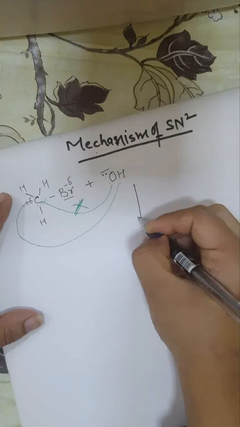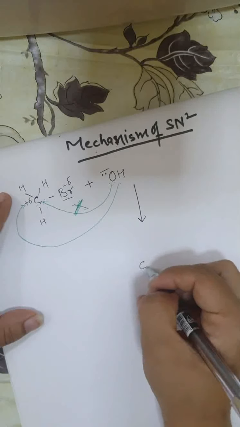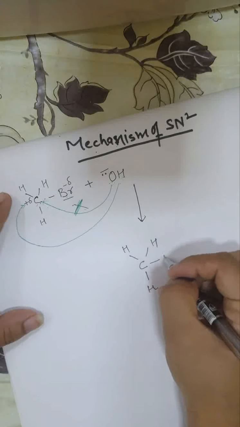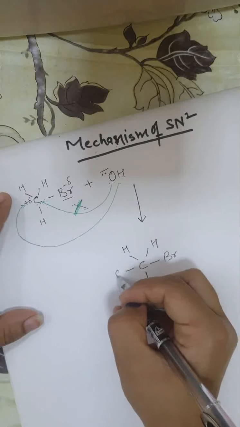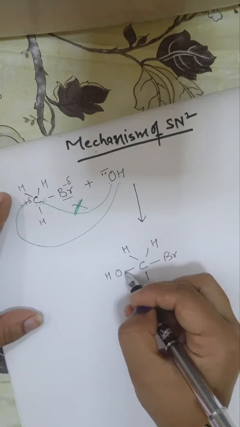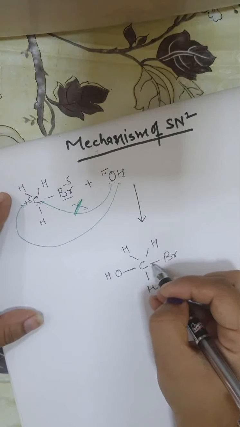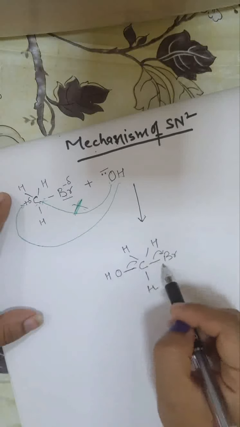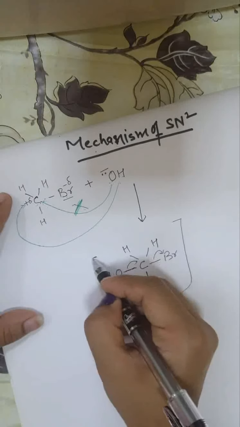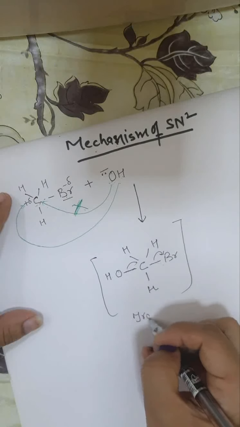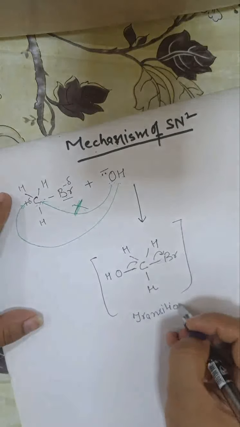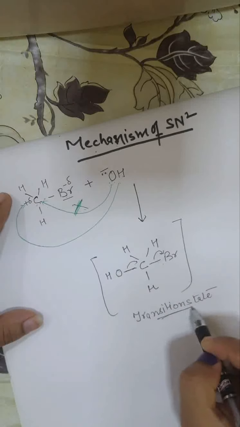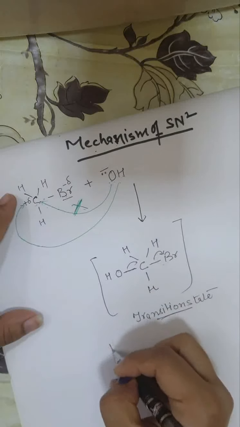So a transition state is formed in the SN2 reaction like this: C, H, H, this is the methyl group, bromide, and OH. In this step, bond making and bond breaking occur. This is the bond breaking step and this is the bond making step. Both occur simultaneously. This is the transition state. In this state, carbon is pentavalent. It is just an imaginary state.